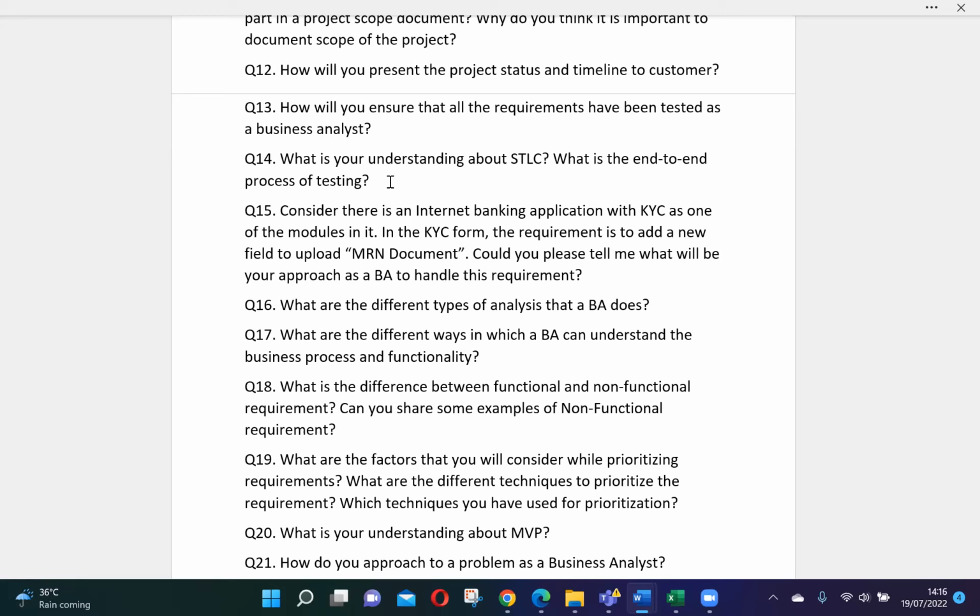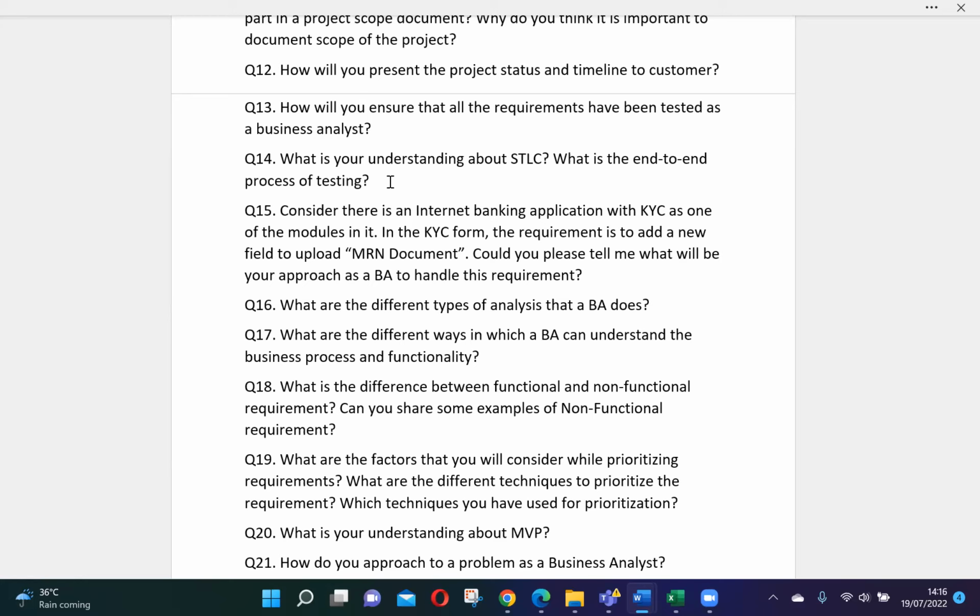So consider there is an internet banking application with KYC as one of the modules in it. In the KYC form, the requirement is to add a new file field to upload an MRN document. Could you please tell me what would be your approach as a BA to handle this requirement? These are practical questions where your practical skills will be tested. This is a question that I have created from my side.